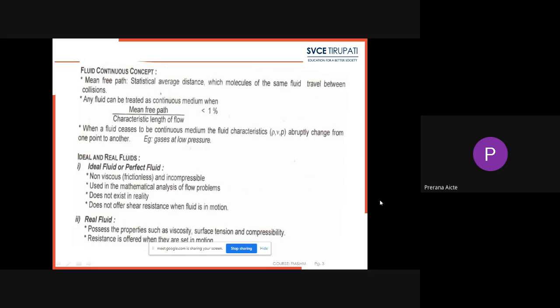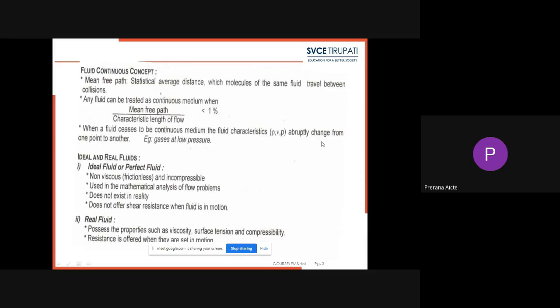Suppose if this value is greater than 1%, then we can call it a static medium, or else we can call it a solid body. So simply by taking this average itself, the mean free path by the characteristic length of the flow, if it is less than 1%, then we can call that flow, that fluid, a continuous medium. If this percentage is greater than 1%, then we can call it a static medium.